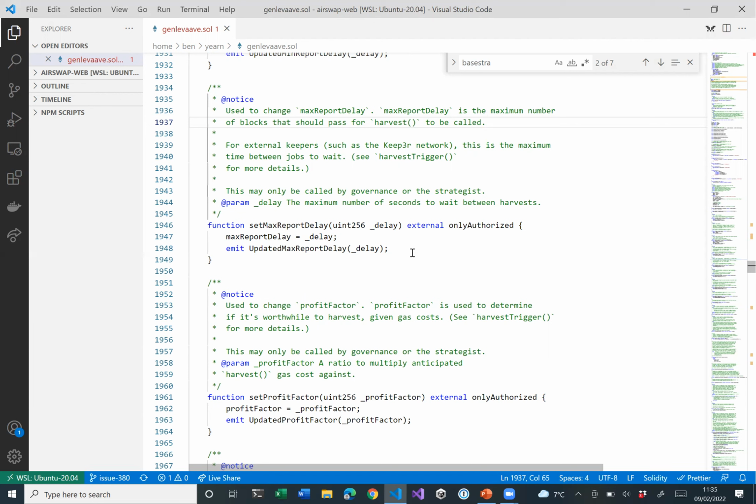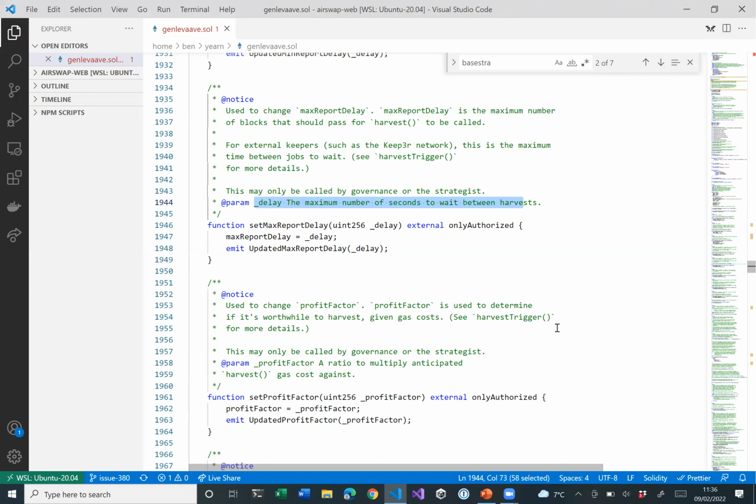I'll ask that question. I'll get back to you guys. Yeah, I can ask in Discord. I've been speaking to the guys. You can see the line 1944. It says the maximum number of seconds to wait between harvests. So I guess this is the kind of frequency that they set to check the profitability, right? Yeah, I guess so.